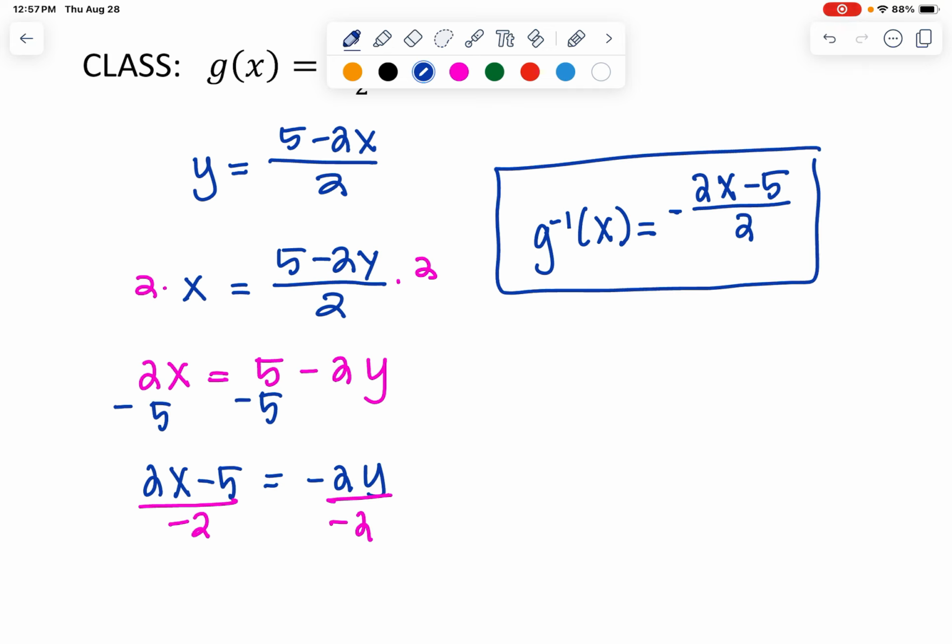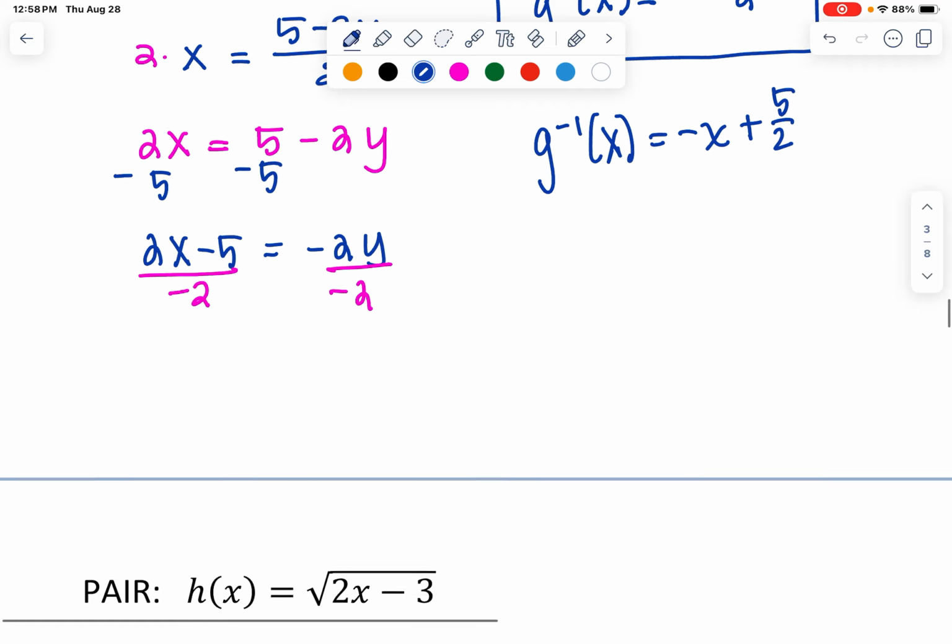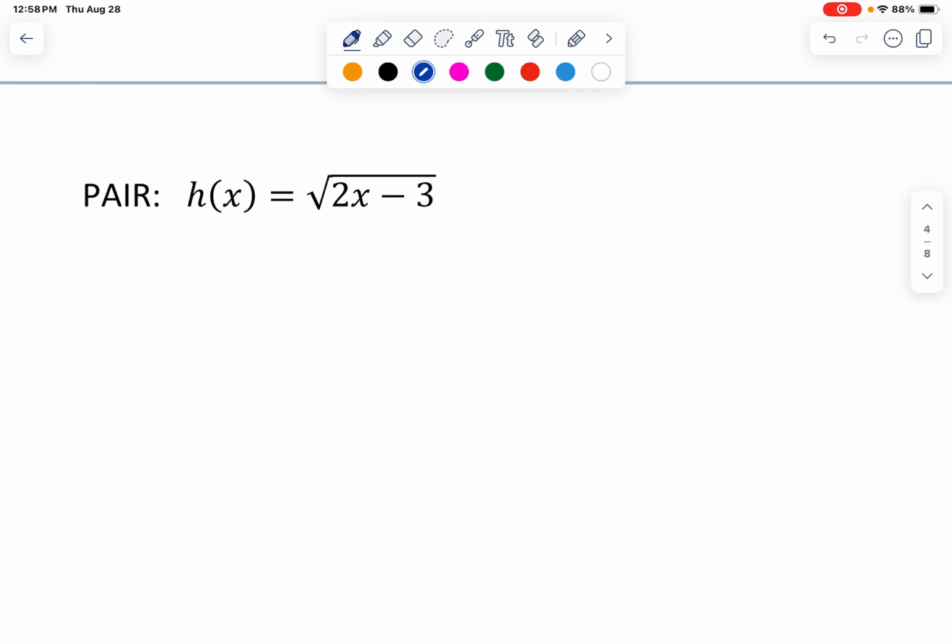Now, if you want to divide both of those terms by 2, you could. You could have g inverse of x is equal to, if I divide that by negative 2, I have negative x. And if I divide negative 5 halves by negative 2, I have positive 5 halves. So either one's fine, but I would just leave the first one. It's less work, right?